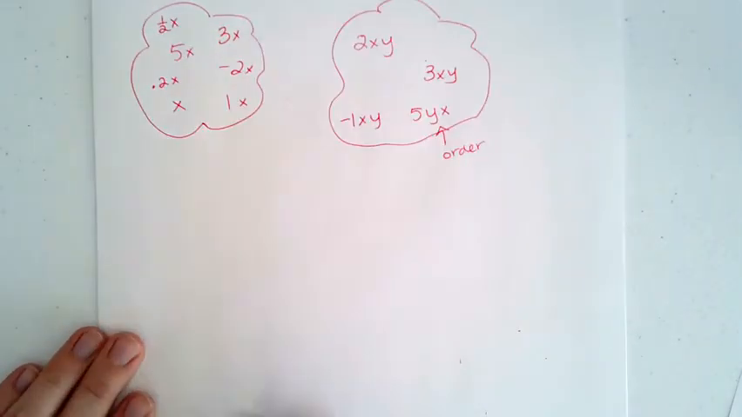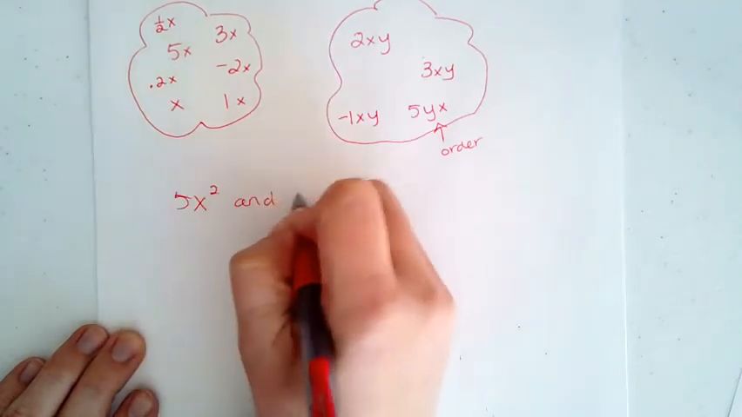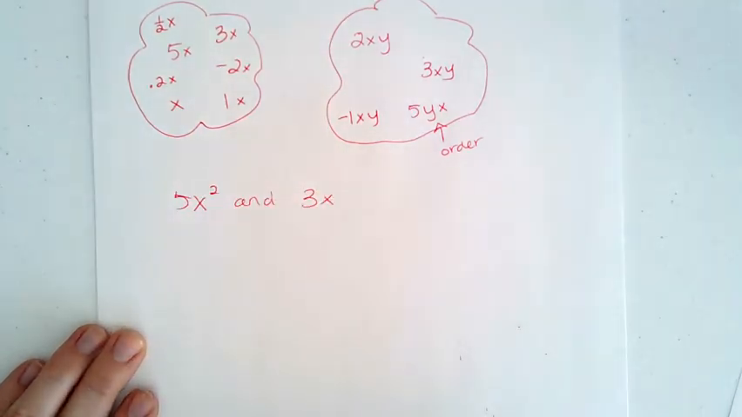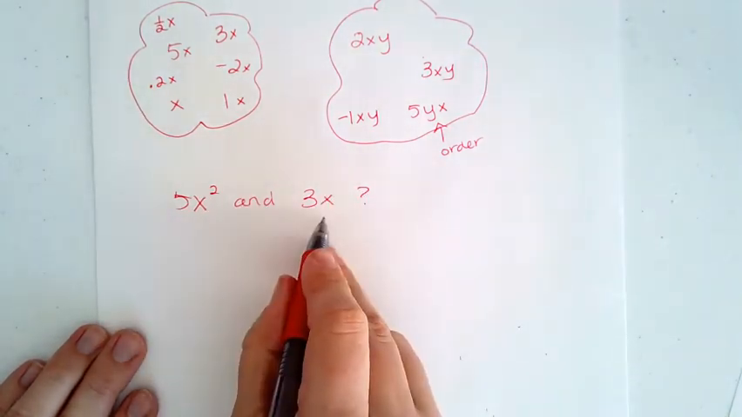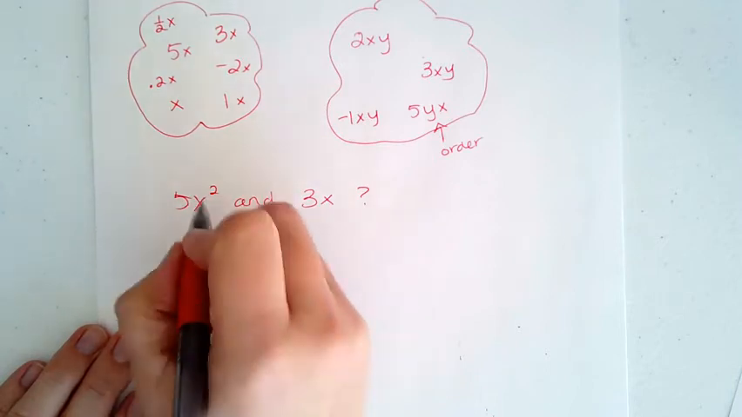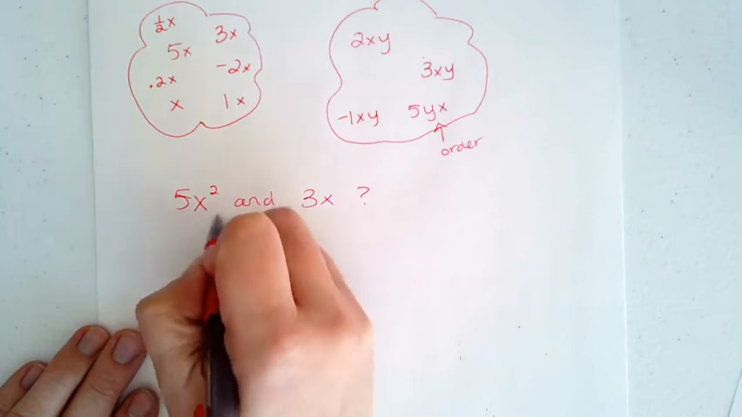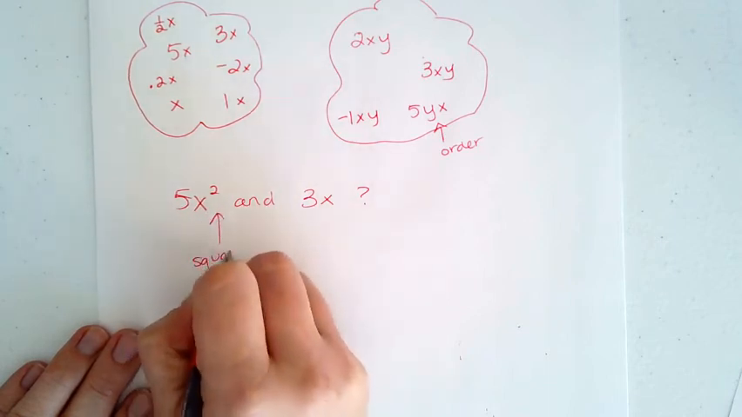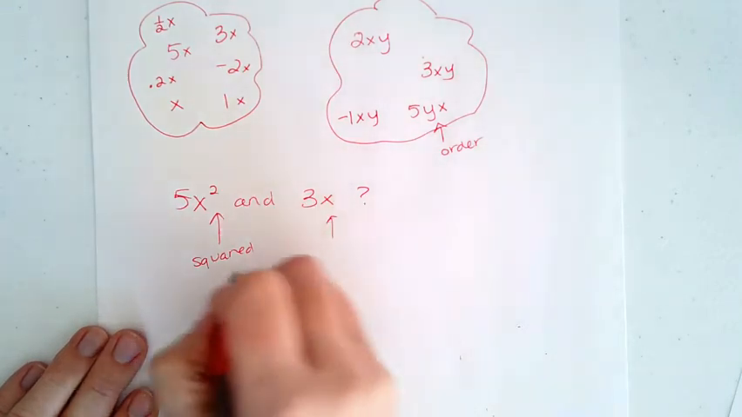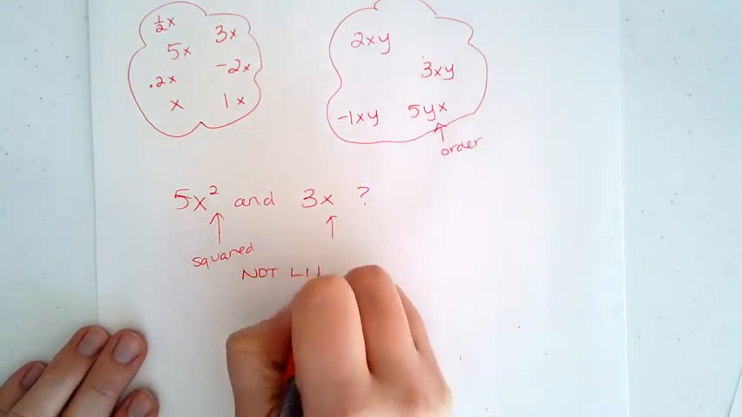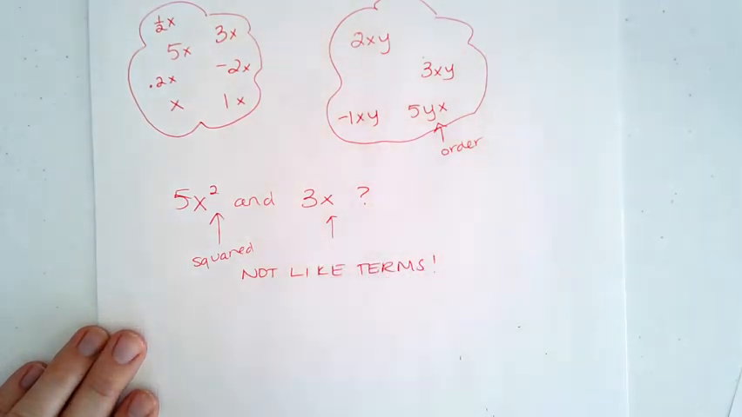Now what about this? Is 5x squared and 3x like terms? Well, they both are x's, but they're not exactly the same. That is a 5 in case it doesn't look like it. This has an x squared, and this has an x that's not squared. That means these are not like terms. So you're going to practice this a little today.